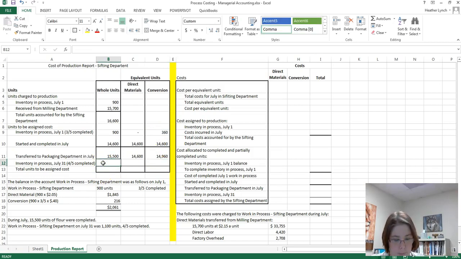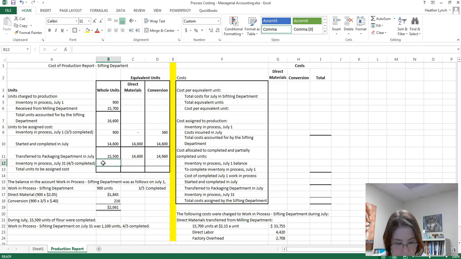Now, inventory in process July 31st, 4/5 complete. Again, critical thinking, we have for the material.